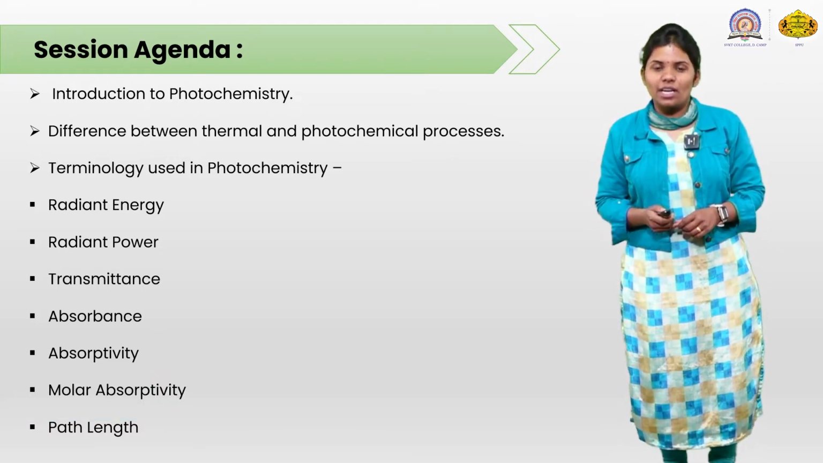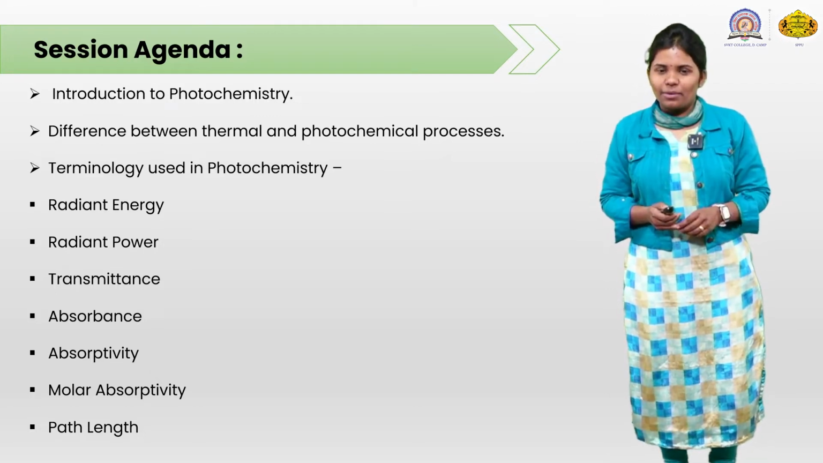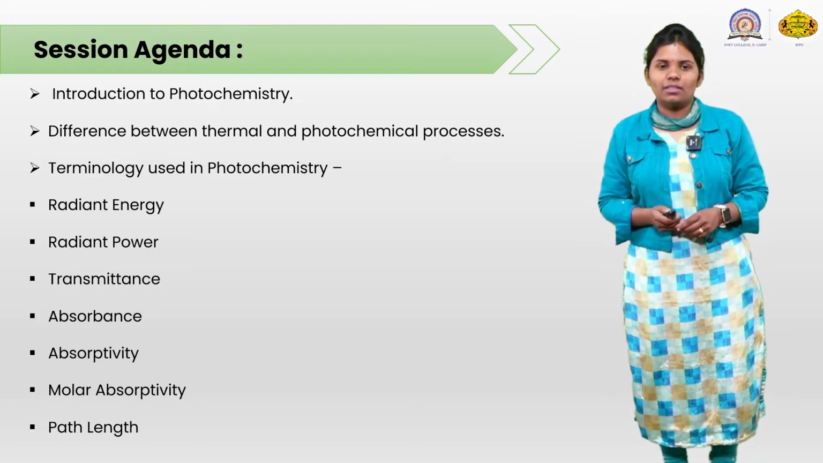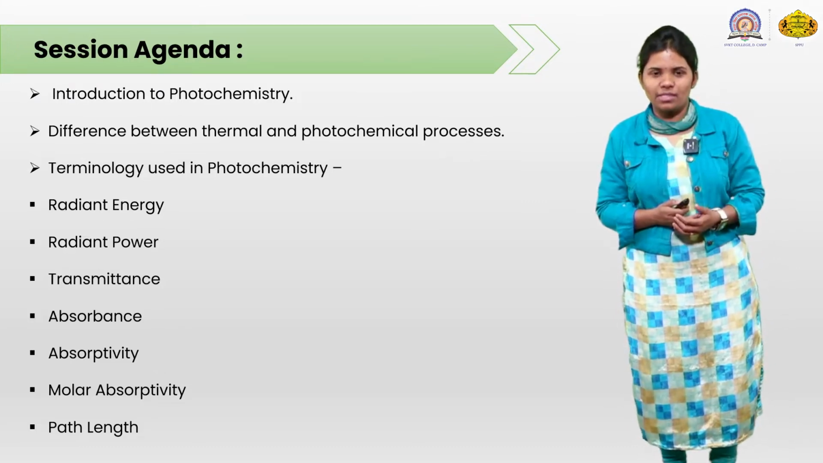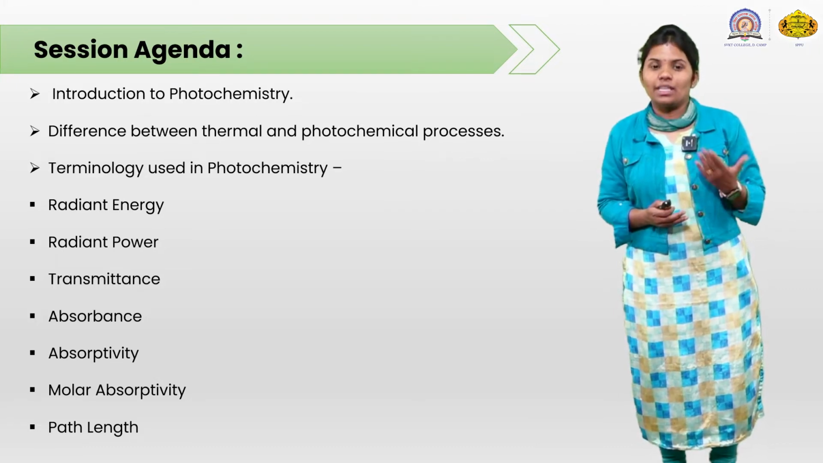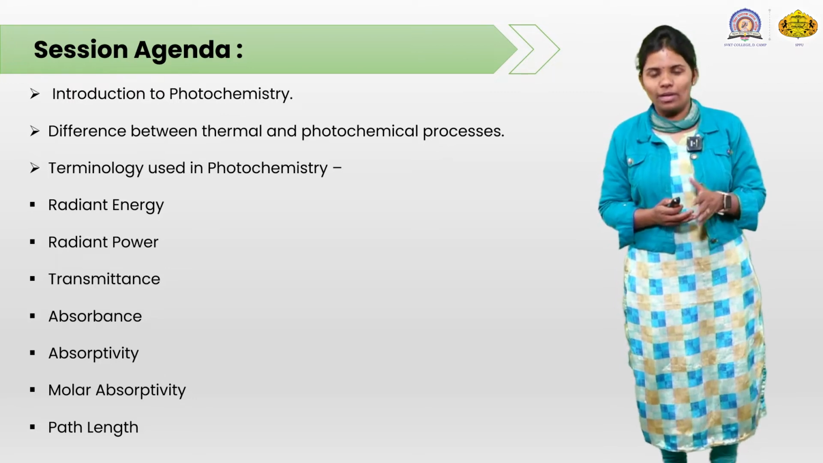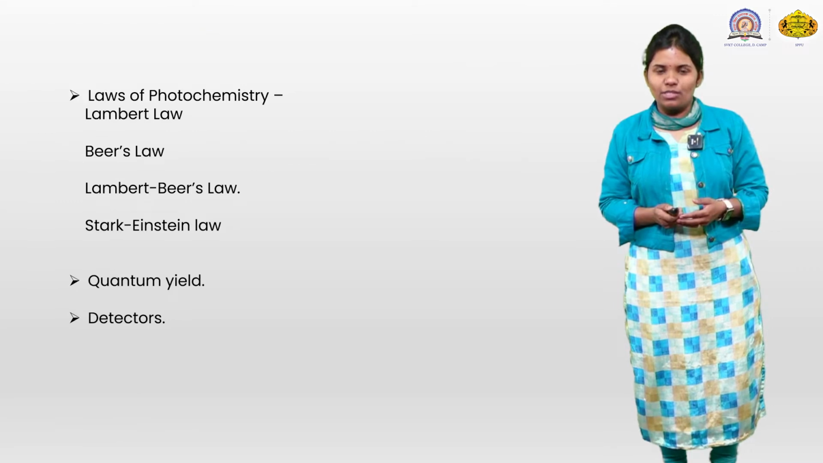So today we are going to start with photochemistry, the third topic of our syllabus 501. In that we are going to see the difference between thermal and photochemical processes, and the terminology used in photochemistry, that is radiant energy, radiant power, transmittance, absorbance, absorptivity, molar absorptivity, path length. These are the terminology that we are going to see today.